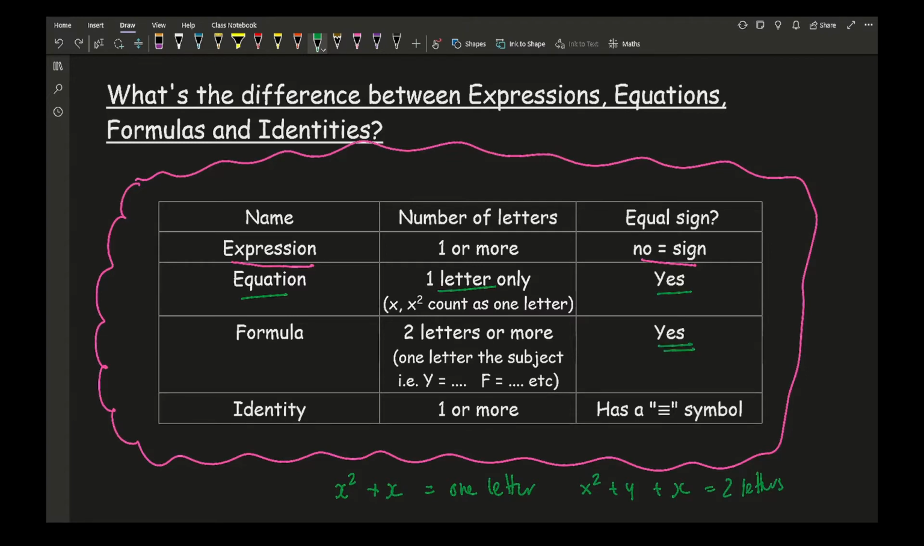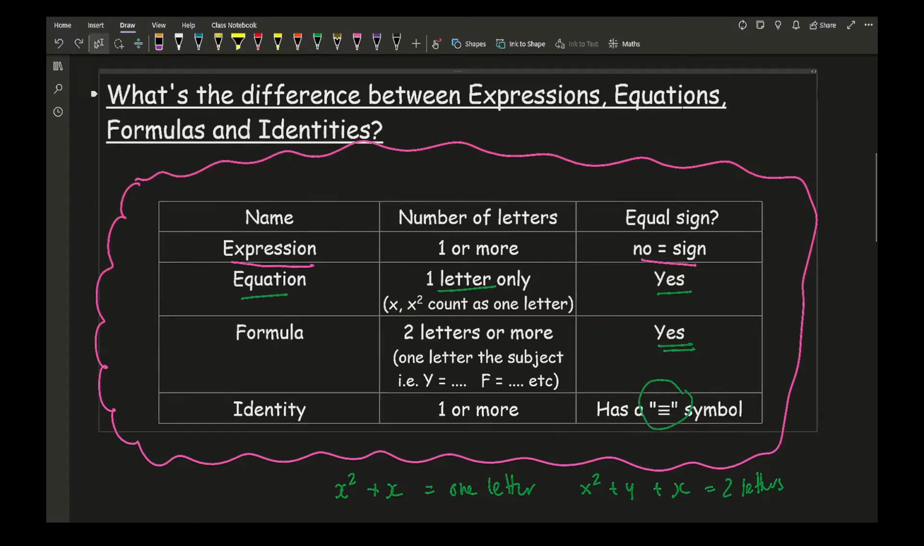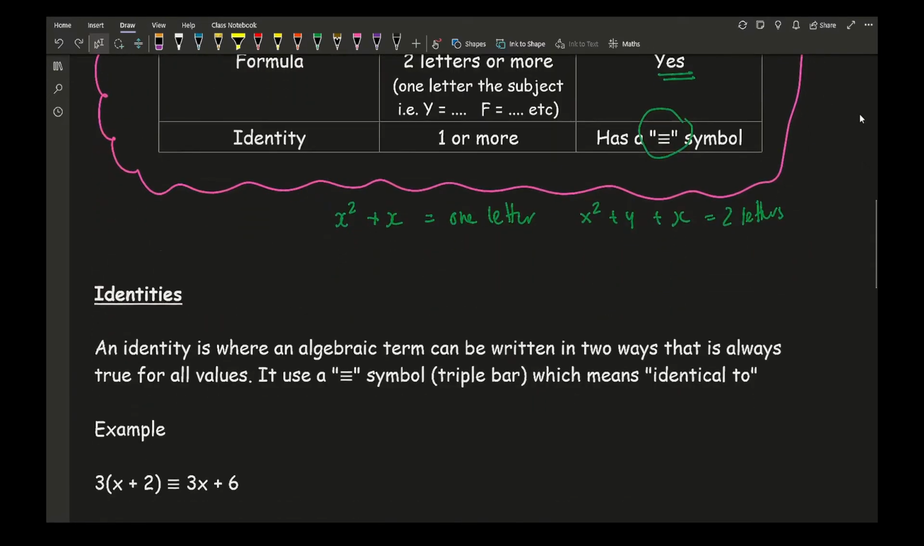Now an identity is something that is more high level algebra, but basically you will tend to have one or more letters in an identity, and you've also got this symbol, which is what we call a triple equal sign, which basically means identical to. And let's go a little bit further into what an identity actually is.